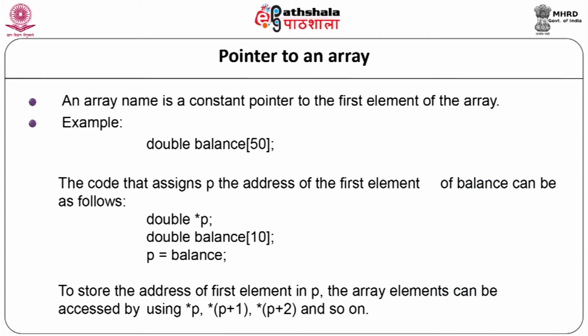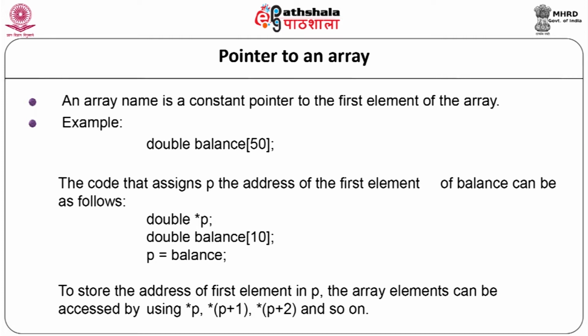Pointer to an array. An array name is a constant pointer to the first element of the array. Example, double balance[50]. In the above example, balance is a pointer to the address of balance[0], which is the address of the first element of the array balance.